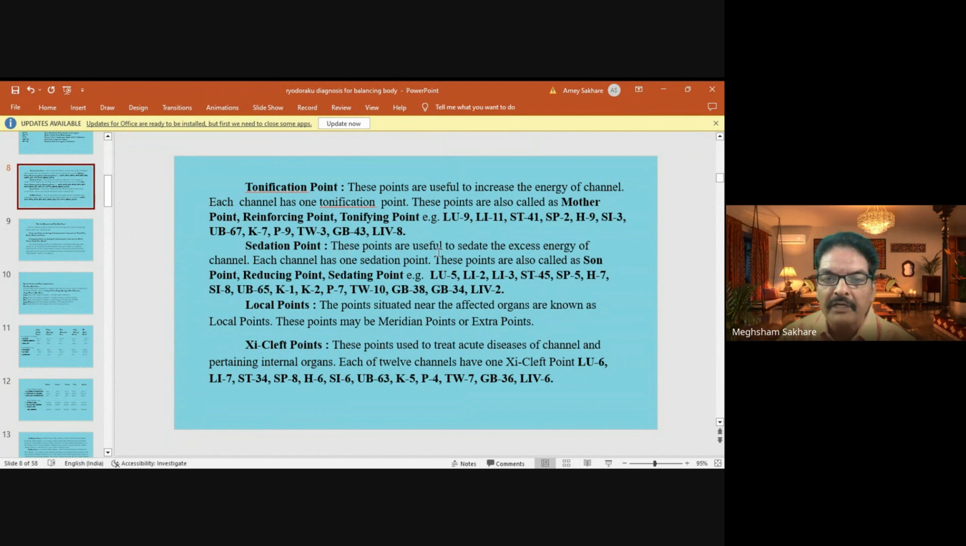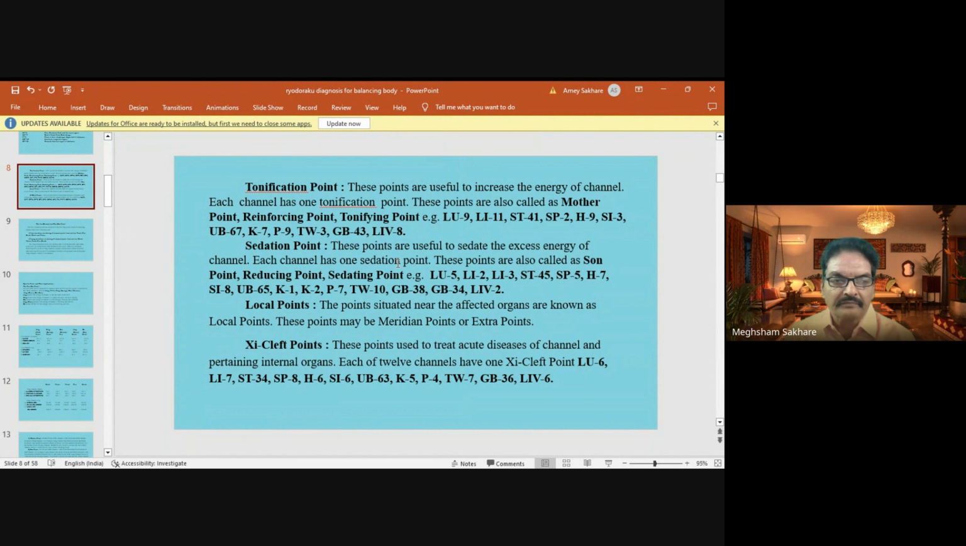Sedation points: these points are useful to sedate the excess energy of the channel. Each channel has one sedation point. These points are also called son point, reducing point, or sedation point. Lung 5, LI2, stomach 45, SP5, H7, SI8, UB65, K1, P7, TW10, GB38, and liver 2 are the sedation points.